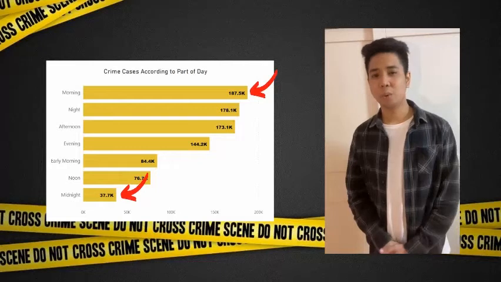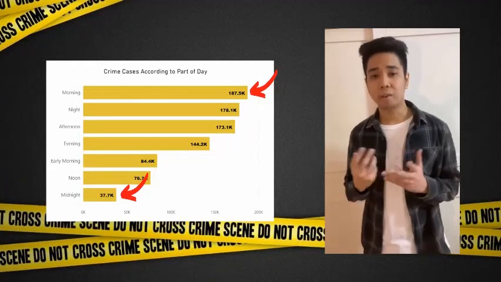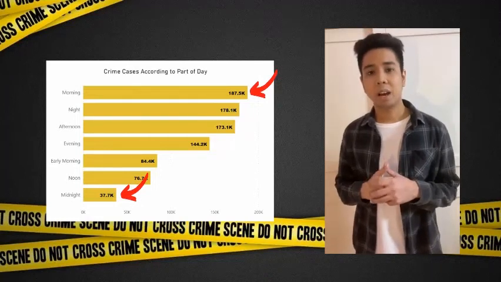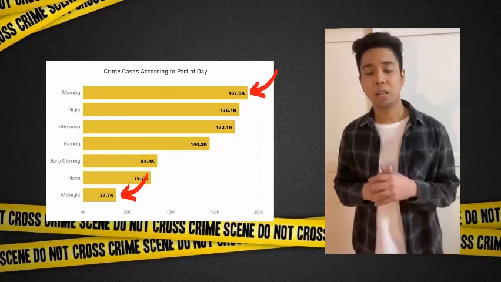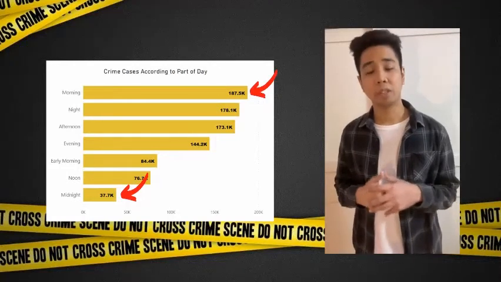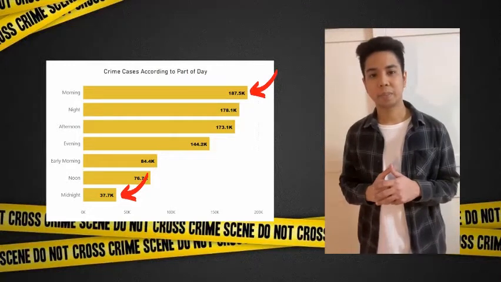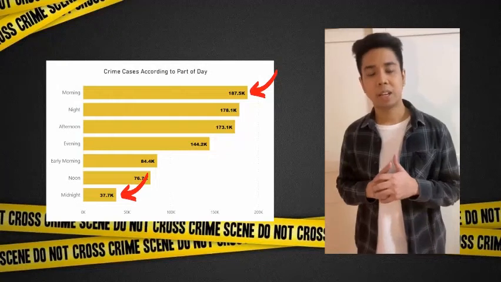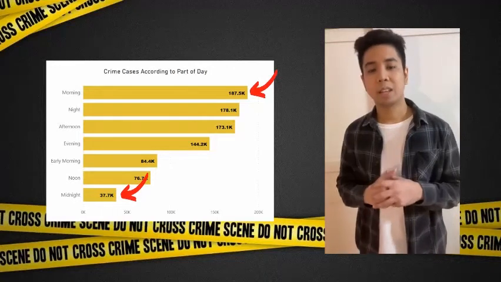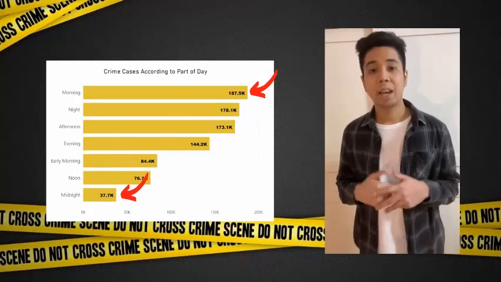Finally, this chart shows the overall number of crime cases occurred throughout the years according to each part of a day. The number of crime cases is the highest, which are 187.5 thousand cases, during the morning, which is from 6 a.m. to 11:59 a.m. In contrast, midnight recorded the lowest number of crime cases, which are 37.7 thousand crime cases, which is from 12 a.m. to 1 a.m. That is all from me.